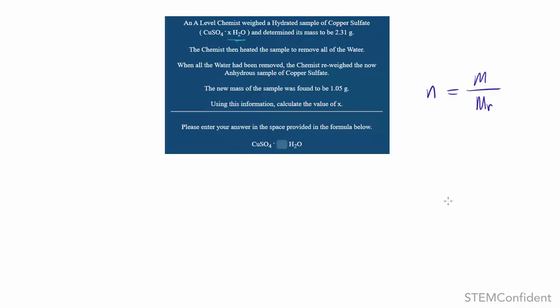So in this particular case, the number of moles for CuSO₄ is going to be equal to the mass, right? And because we're looking specifically at CuSO₄, what we're looking at is the anhydrous sample mass, right? So that's 1.05, and we divide that by the molar mass of CuSO₄.